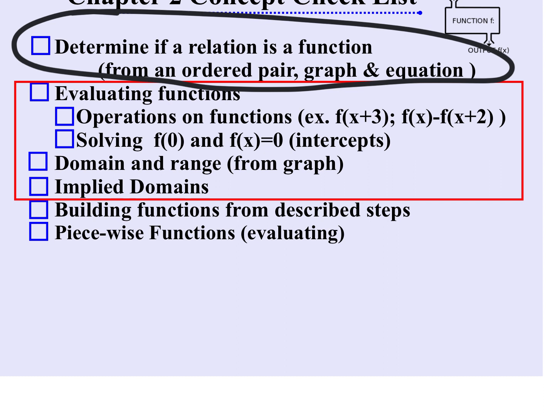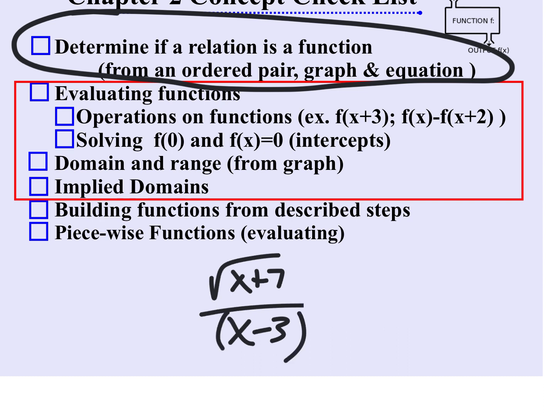Domain and range from a graph, we talked about that. Implied domains, that's the kind where you have this, and you have to put both things on one number line. You say it can't be 3, and it has to be bigger than or equal to -7, that kind of thing. Any questions? You can ask me individually if you want to.